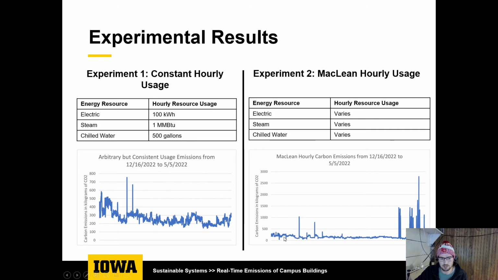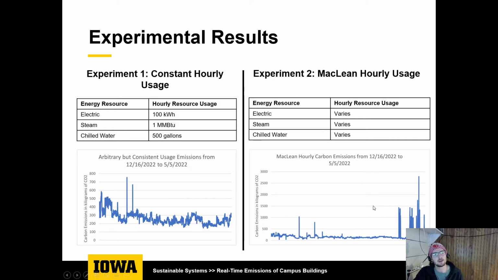You can see it's mostly pretty low, but then we start spiking towards the end of the time frame. And this big spike here was on 4/29/2022, where the chilled water usage of McLean Hall jumped over 6,000 gallons. So it went from 3,000 gallons of chilled water to 9,000 in that time frame. And that's what resulted in this huge increase in CO2 emissions.